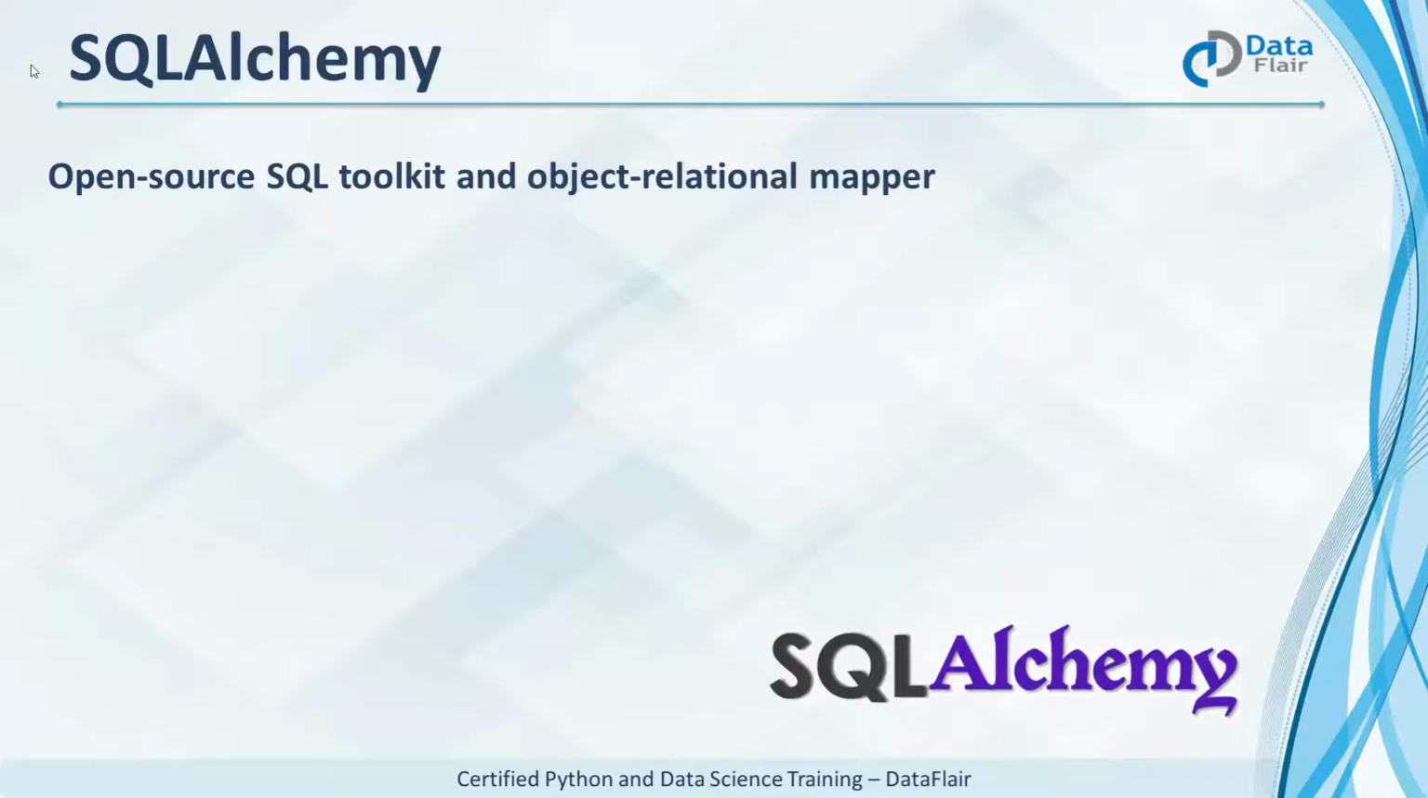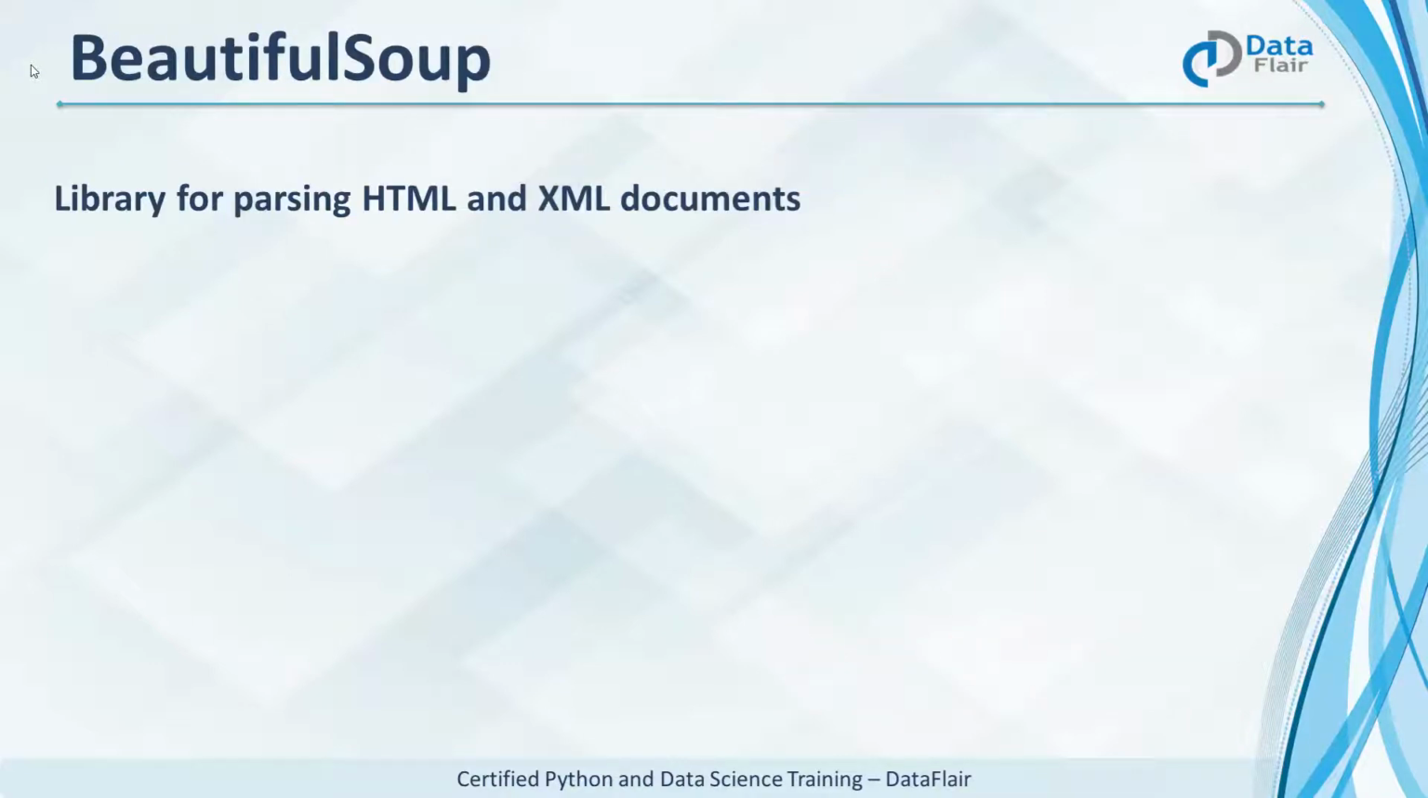SQLAlchemy is an SQL toolkit and is famous for its object relational mapper. It is open source and its main goal is to change the way we think about databases and SQL. Beautiful Soup parses HTML and XML documents and creates a parse tree to extract data from HTML. So this is useful for web scraping.